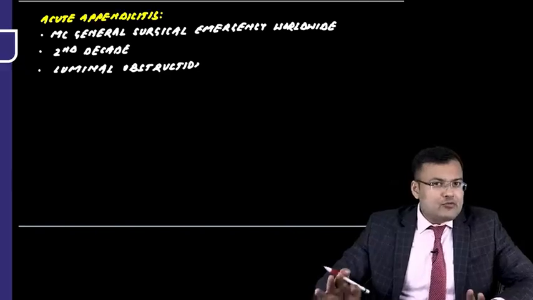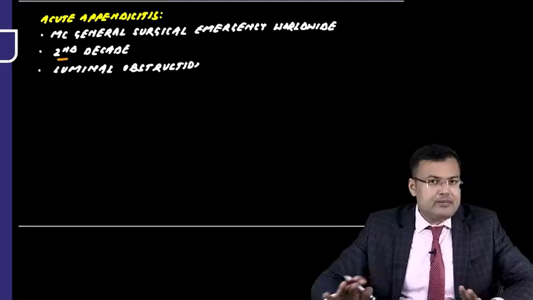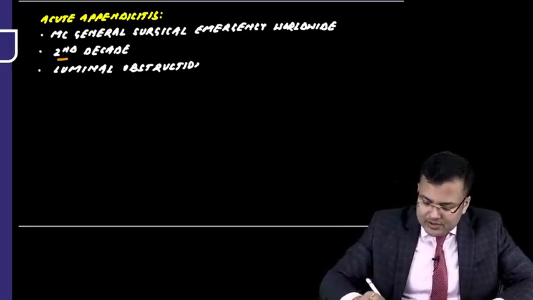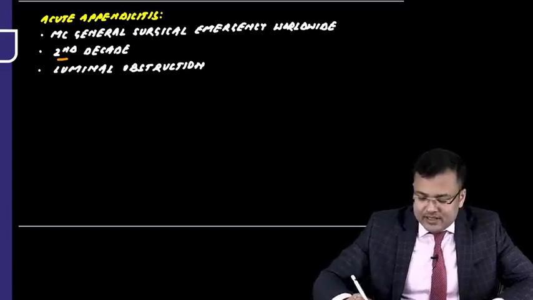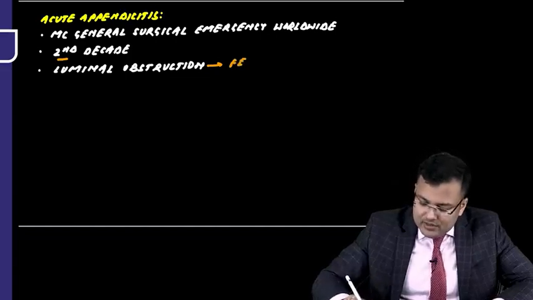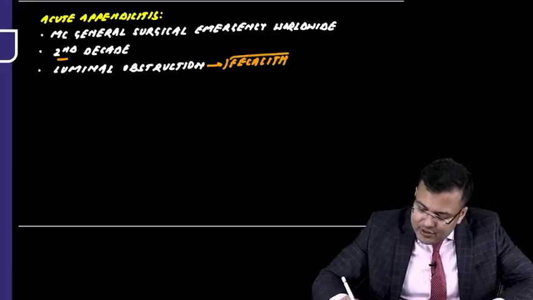Acute appendicitis, this is the most common general surgical emergency worldwide. It is seen in young patients, especially in second decade. And what is the cause? It is caused by luminal obstruction, and in majority of cases, it is caused by fecolith. So in appendiceal lumen, the obstruction is caused by fecolith.